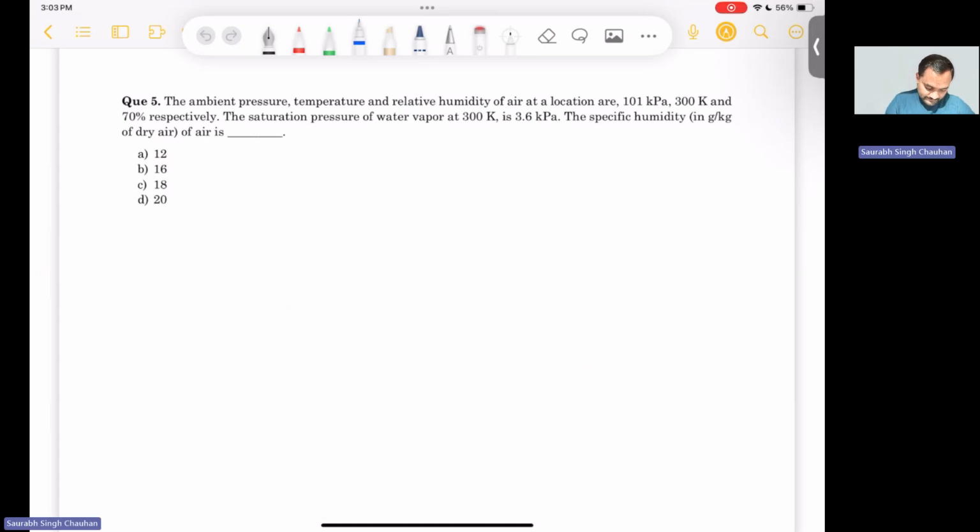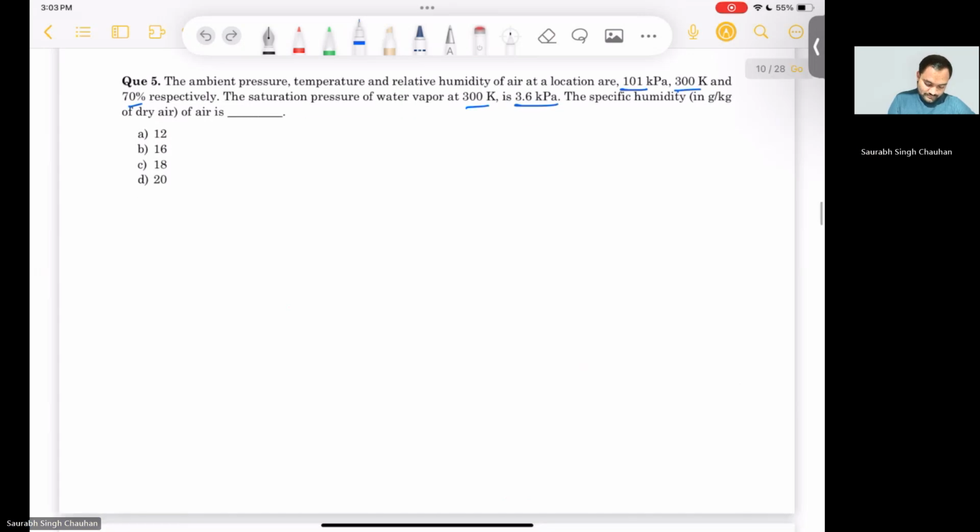Hope this is clear, and we will move to question number 5. Question 5 says the ambient pressure, temperature, and relative humidity of air at a location are 101 kilopascal, 300 Kelvin, and 70% respectively. The saturation pressure of water vapor at 300 Kelvin is 3.6 kilopascal. The specific humidity in gram per kilogram of dry air is. Okay, so the similar question we have solved, so we will use the same method.